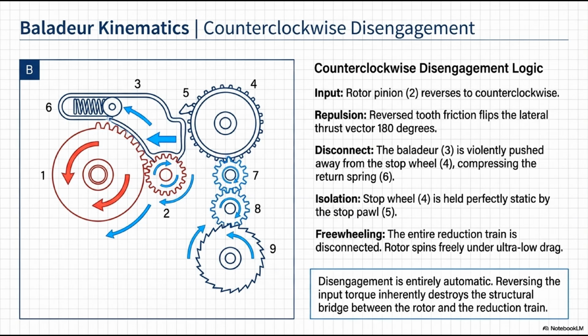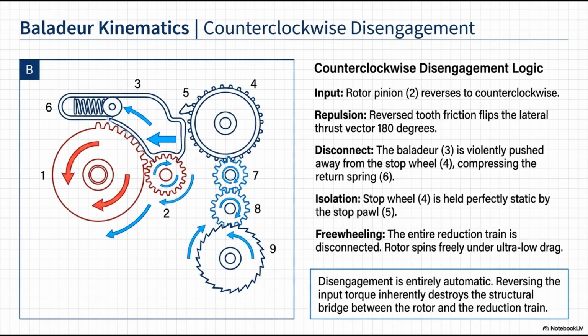It is physically pushed away from the stop wheel, 4, sliding across its cavity and compressing the light return spring, 6. Isolation, the bridge is broken. The stop wheel, 4, is no longer being driven. It is held perfectly static by the stop pawl, 5, locking the mainspring tension. Freewheeling, because the Balladur is disconnected from the stop wheel, the entire reduction train is isolated. The heavy rotor and the little Balladur simply spin freely together in the void under ultra-low drag, building momentum.